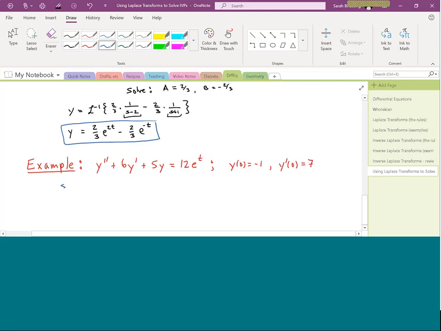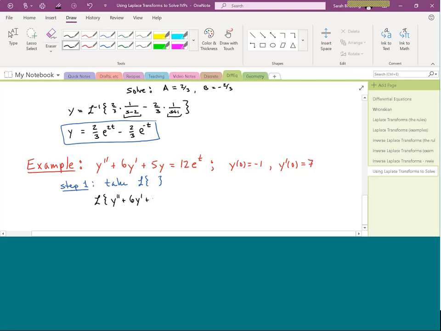So step 1, we're going to go ahead and take the Laplace transform of all the sides. So just like before, we take the Laplace transform of the side with the derivative. So the Laplace transform of y second derivative plus 6 first derivative plus 5y. And then we now have a Laplace transform of something not 0. So this is the Laplace transform of 12 times e to the t.